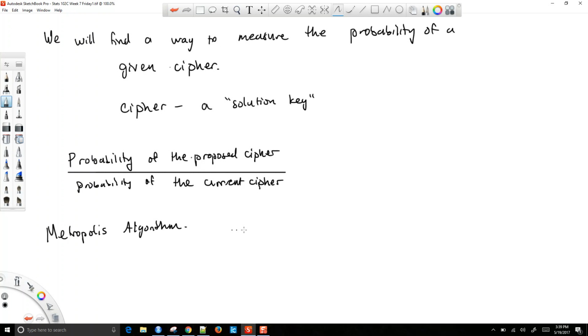Okay, so we propose a cipher, and because it's the Metropolis algorithm, the proposal needs to be symmetric. So we propose a cipher, and then we find the probability of moving, which is equal to min of 1, p proposed divided by p current, and then we move or not move.